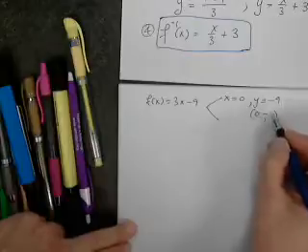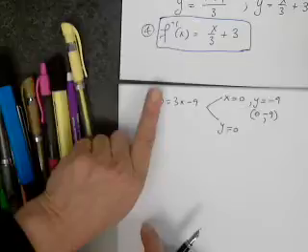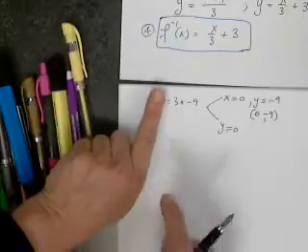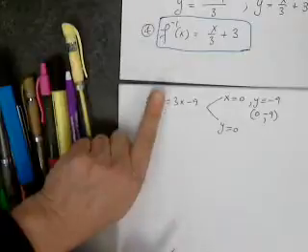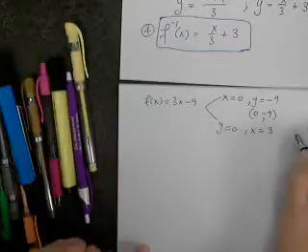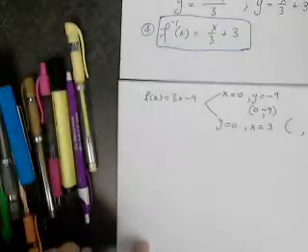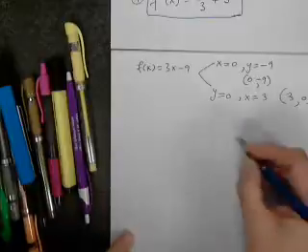0, negative 9. Excellent. When y is 0, think in terms of moving negative 9 to the other side and dividing by 3. X equals 3. Very good. X equals 3, and the ordered pair is 3, 0. Good.